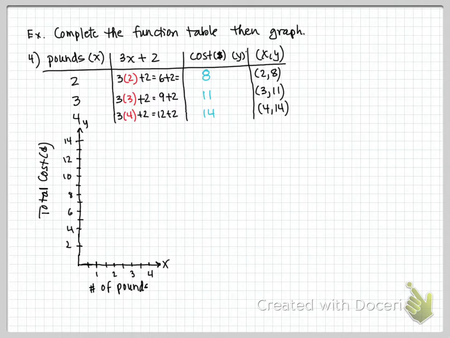I'm going to take my 3 points and graph them. 2 paired up with 8. And then 3 paired up with 11, which is halfway between 10 and 12. And then 4 paired up with 14. Okay? And we're not going to connect the points. Don't connect the points. So a little bit of review back in the chapter when we were graphing. All right, there you go. We'll talk about this in class. Bye now.